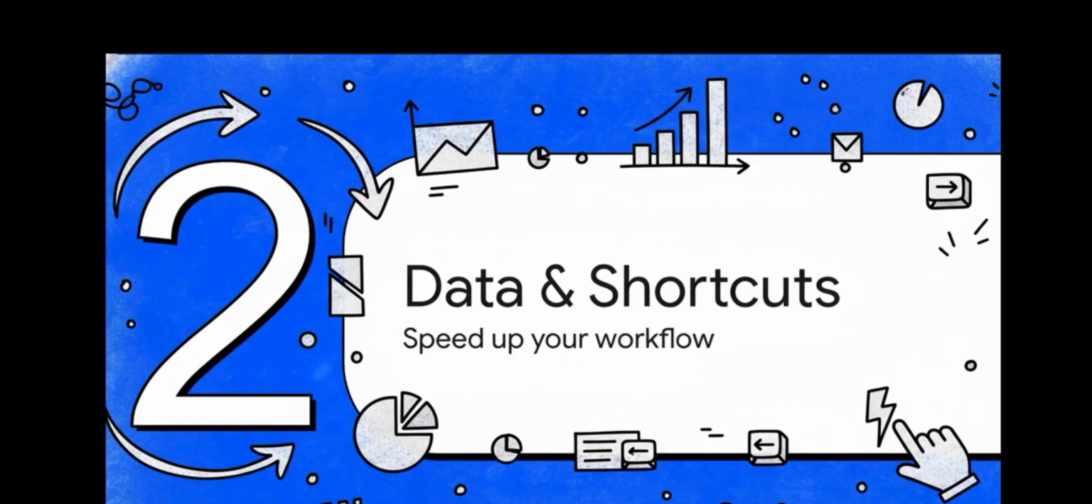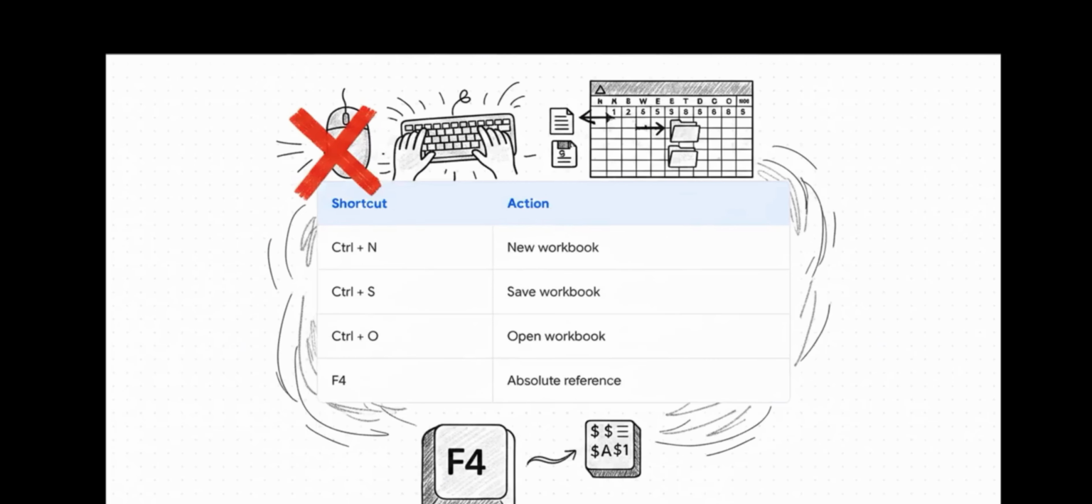Moving right along to Section 2, Data Management and Shortcuts. If you are still reaching for the mouse every few seconds, it is time to level up. Taking your hands off the keys completely kills your momentum. It's time to use these rapid-fire shortcuts to give yourself some quick, actionable wins. You've got Control-N for a brand new workbook, Control-S to save, and Control-O to open.